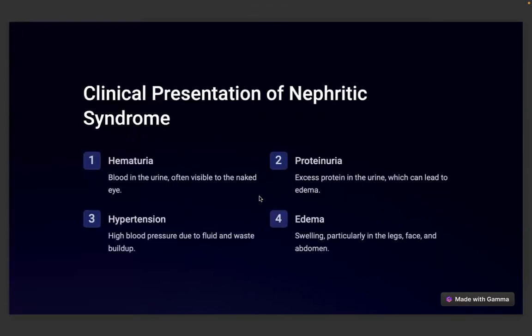So this is the clinical presentation of the nephritic syndrome. You got hematuria, you got proteinuria. We didn't discuss this: what happens in nephritic syndrome is there is hypertension and edema.